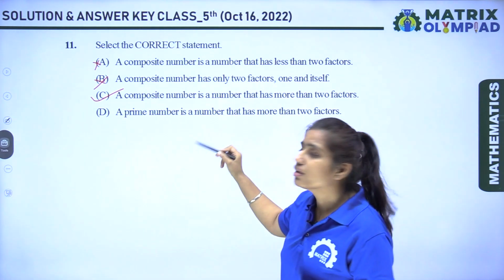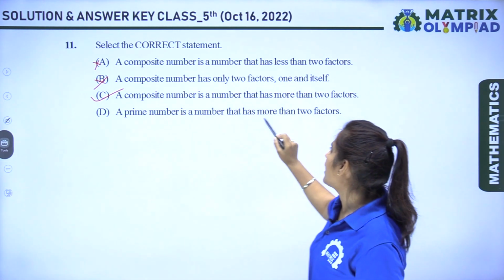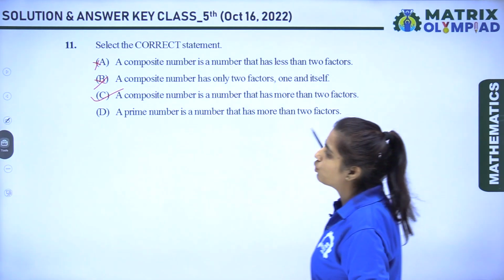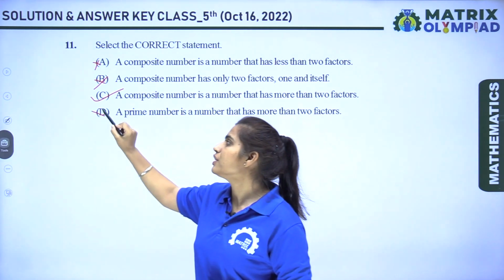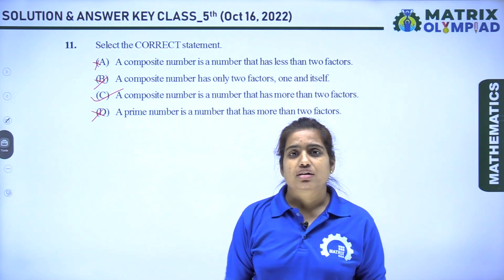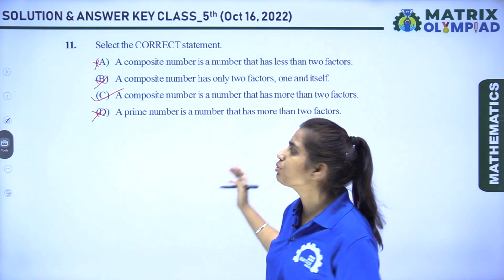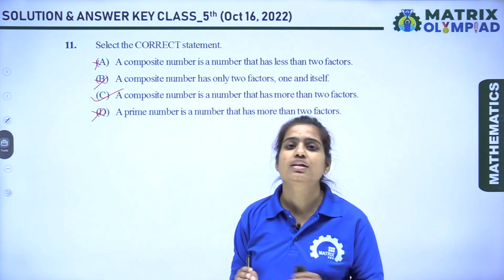Now let's check the last option also. A prime number is a number that has more than 2 factors. No, obviously not. A prime number is a number which has only 2 factors, 1 and the number itself. So according to the options, only option C is the correct one.